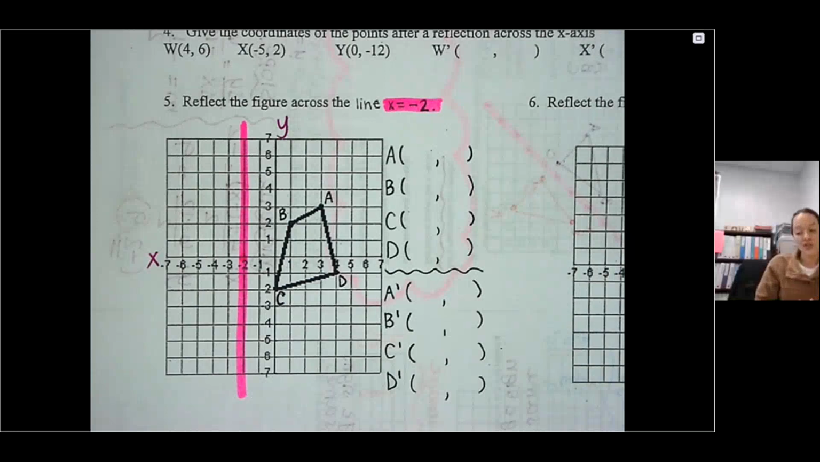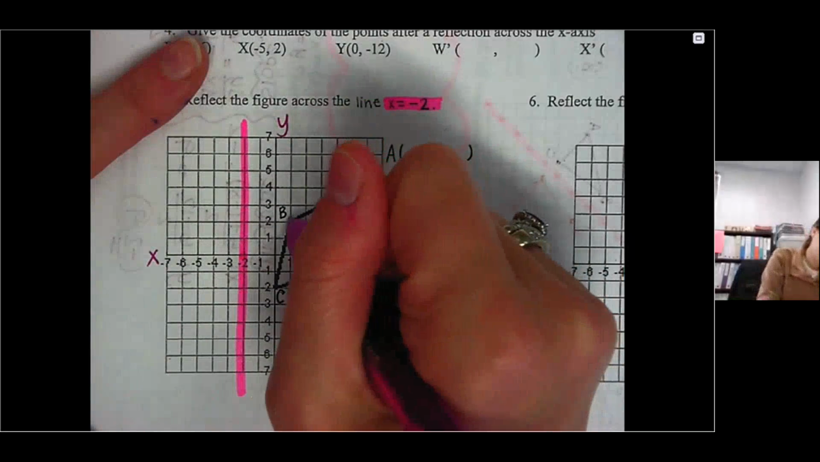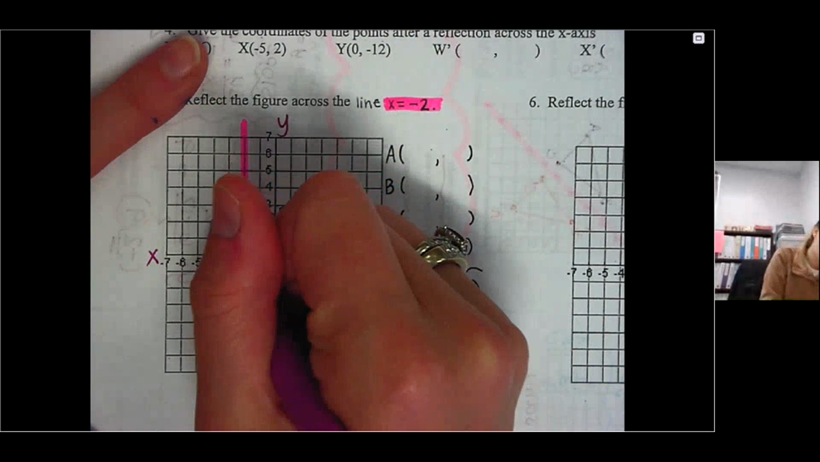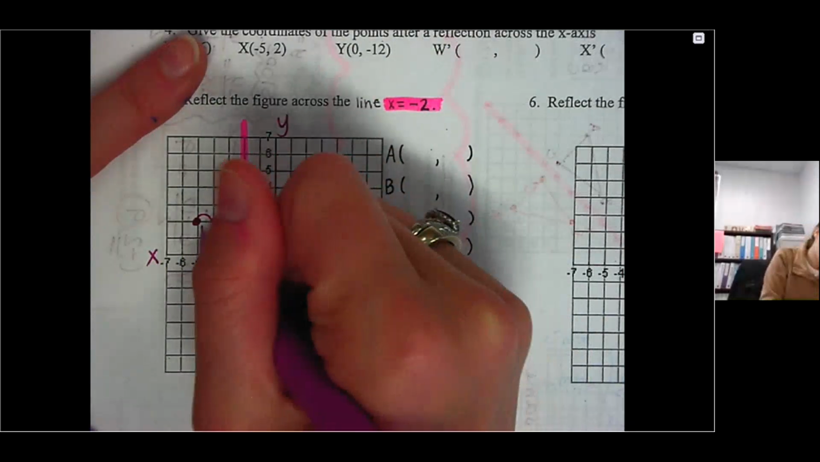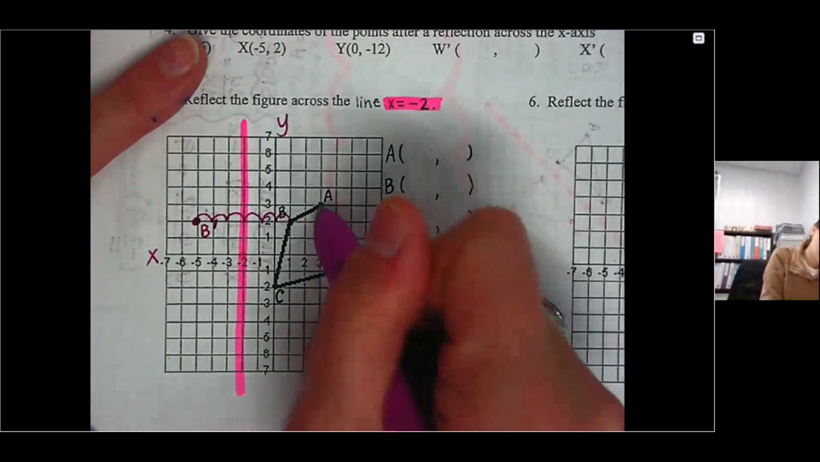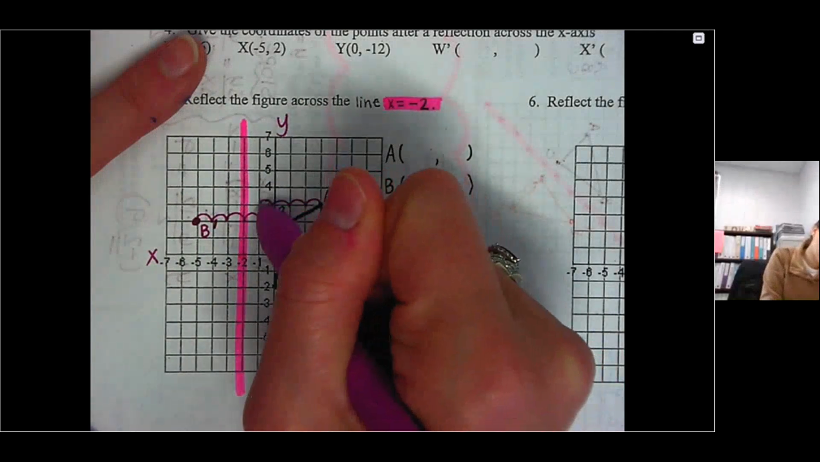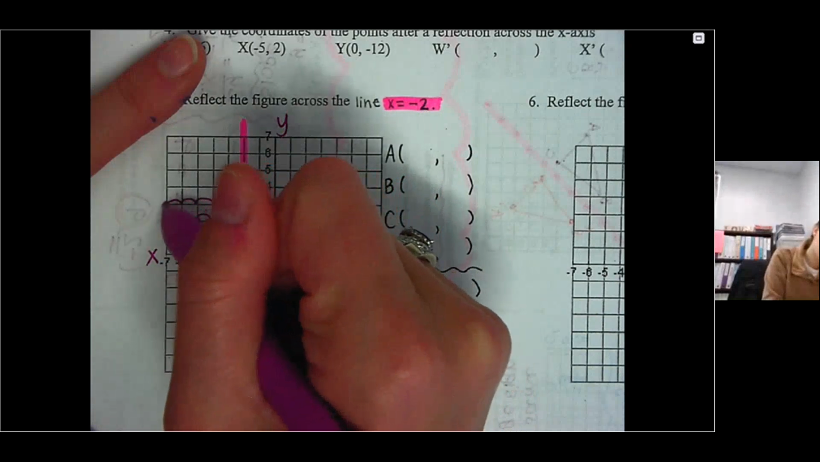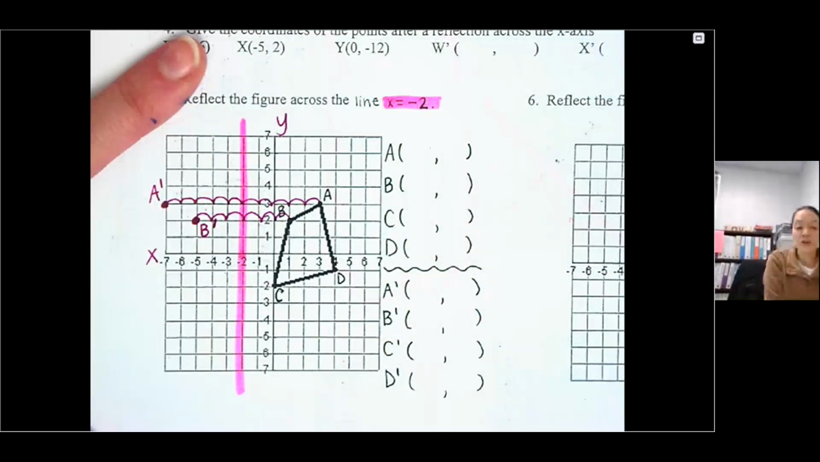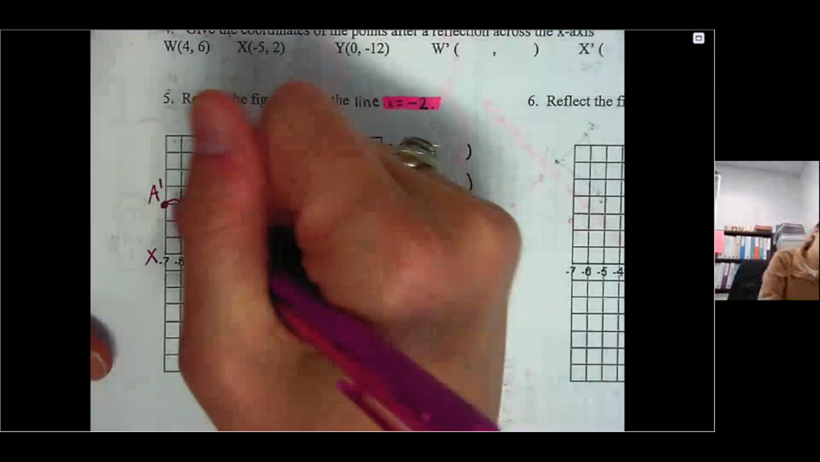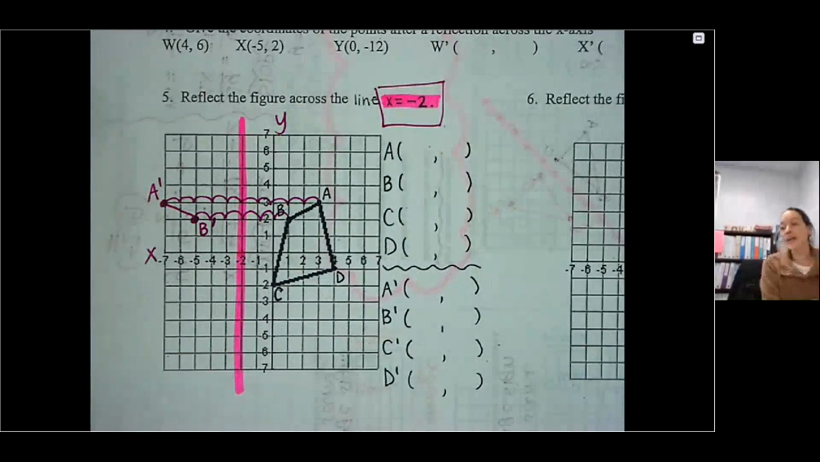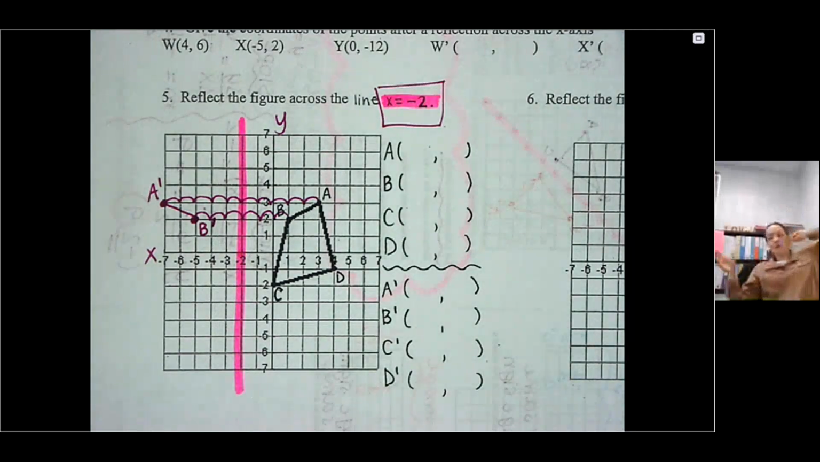From there, all I have to do is count. And so I just say, okay, like point B is 1, 2, 3 away from the line. So I go 3 to the other side. 1, 2, 3. There's my B prime. My A point is 1, 2, 3, 4, 5 away from this line. So I go 1, 2, 3, 4, 5 to the other side. There's point A prime. And so on and so forth. So when it comes to problems that have equations like this, you have to draw the line in and then you just count from there. You should be good to go.